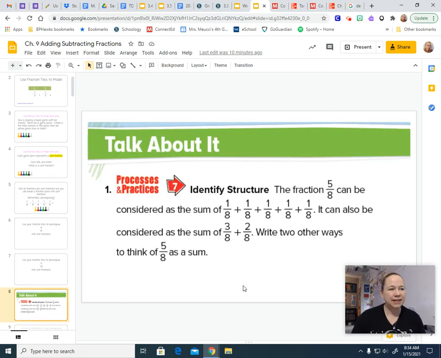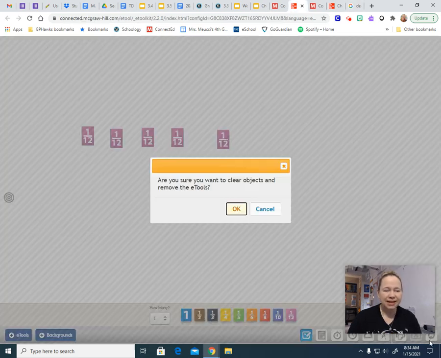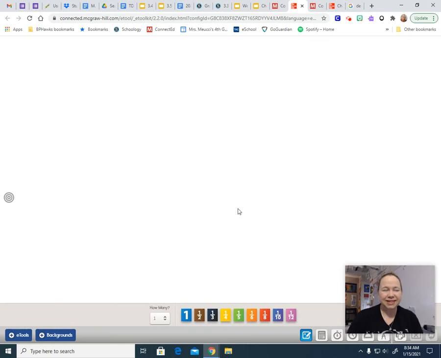Okay, let's talk about this. The fraction 5/8 can be considered as the sum of 1/8 plus 1/8 plus 1/8 plus 1/8 plus 1/8. It can also be considered the sum 3/8 plus 2/8. Write 2 other ways to think of 5/8 as the sum. I love to use this toolkit, don't you?